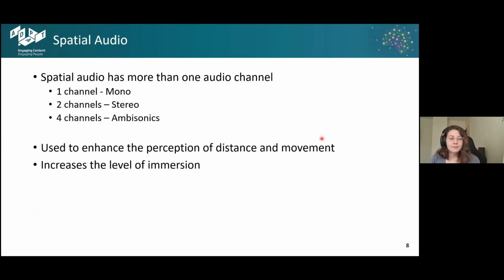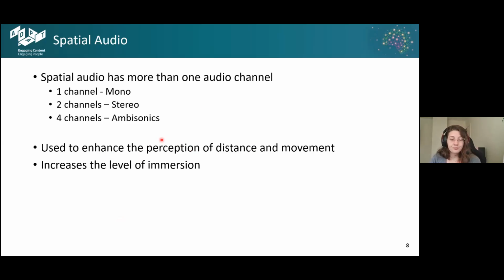But how does spatial audio work with VR and with quality of experience? So it works just like other sensory inputs like vision, or other tactile inputs, for example.